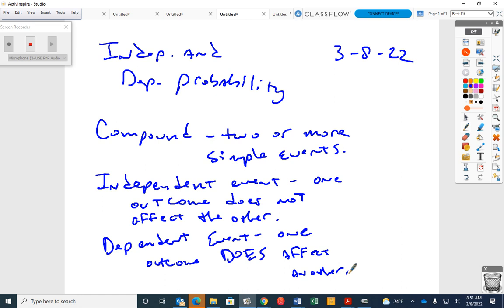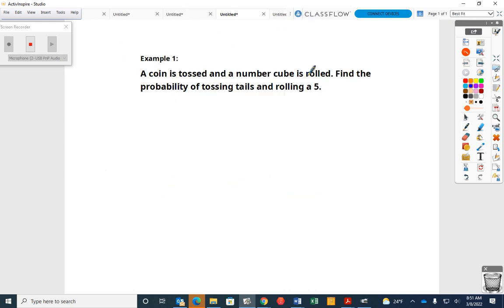All right. Good. So let's look at, can you guys see that okay? Let's look at this first example. This says a coin is tossed and a number cube is rolled. Before we even do anything, are these independent events?